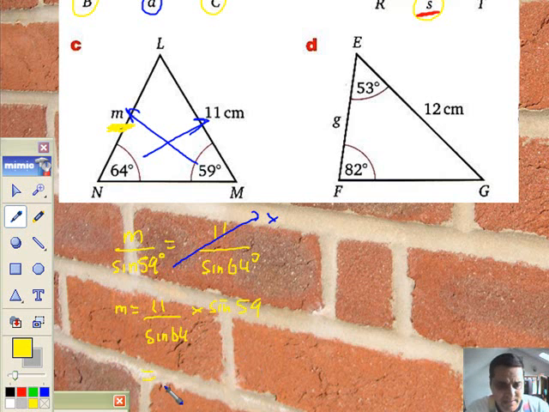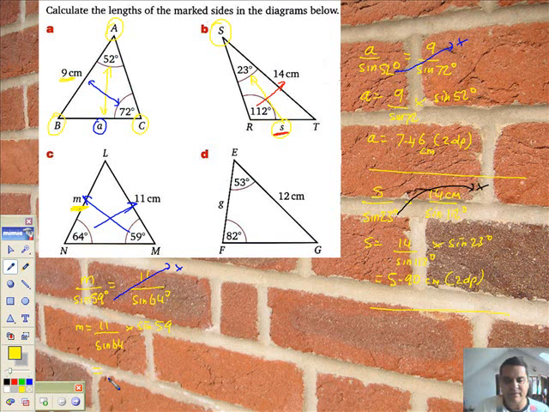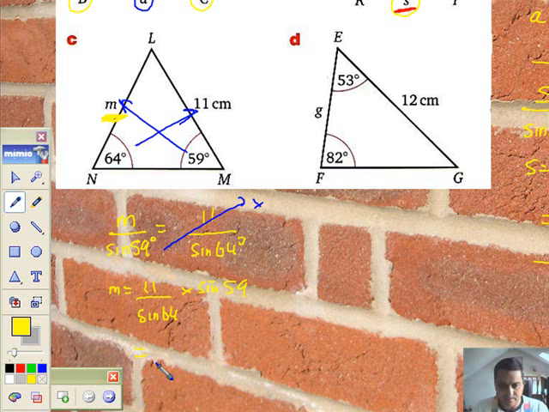Again, listen to me speak it. So it's 11 divided by the sine of 64, and then multiply by the sine of 59. Press equals 10.49. I'll leave it like that. So M equals 10.49 centimeters.